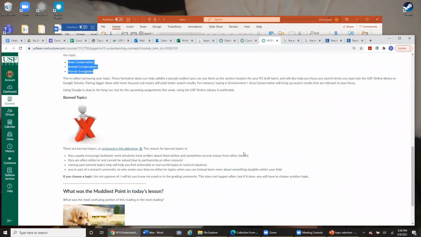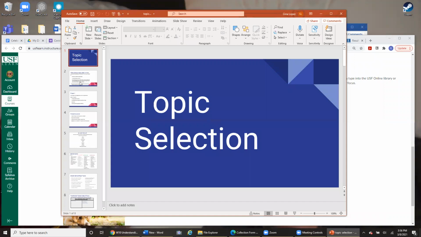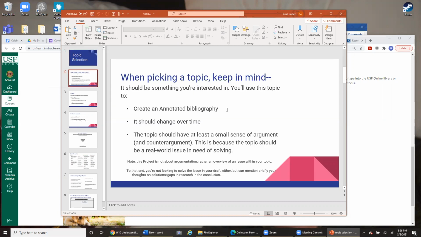There are certain topics that you cannot write about for my class. So there are banned topics, not because I don't like you or I don't like certain topics, but because if I don't ban these topics, then it produces lackluster work, or sometimes I can tell a student has recycled a paper from another class, and that's a separate issue.